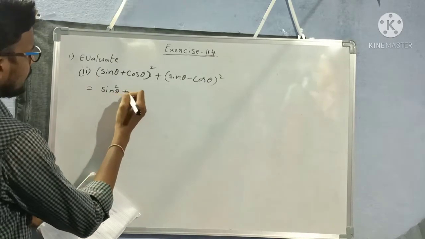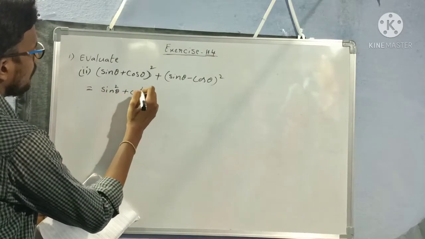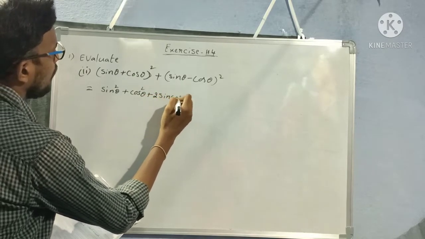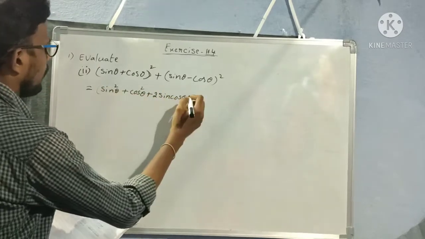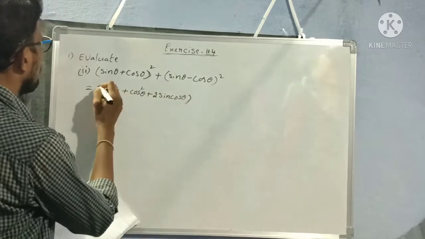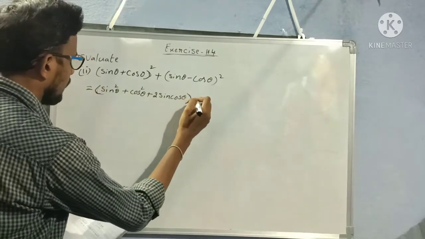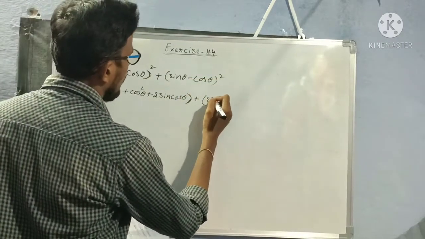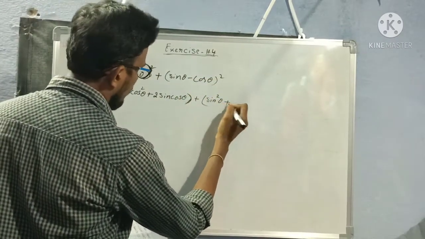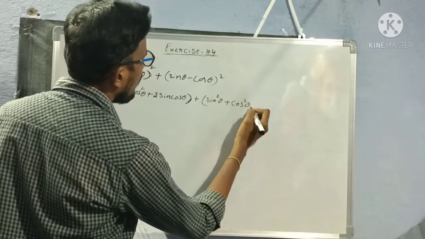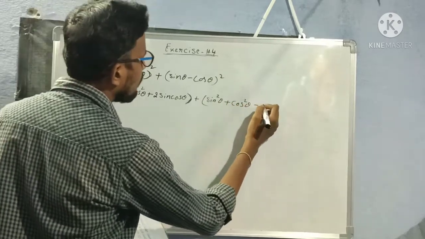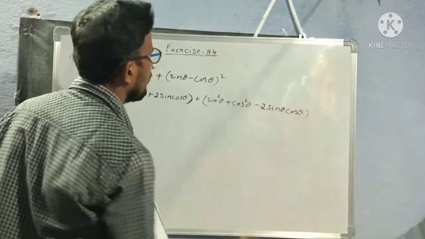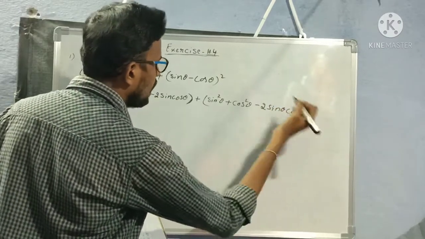So sin square theta + cos square theta + 2 sin theta cos theta. This is (sin theta + cos theta) whole square. Now again, (a − b) whole square is a square + b square, here minus 2ab, so sin square theta + cos square theta − 2 sin theta cos theta. So this is (a − b) whole square.